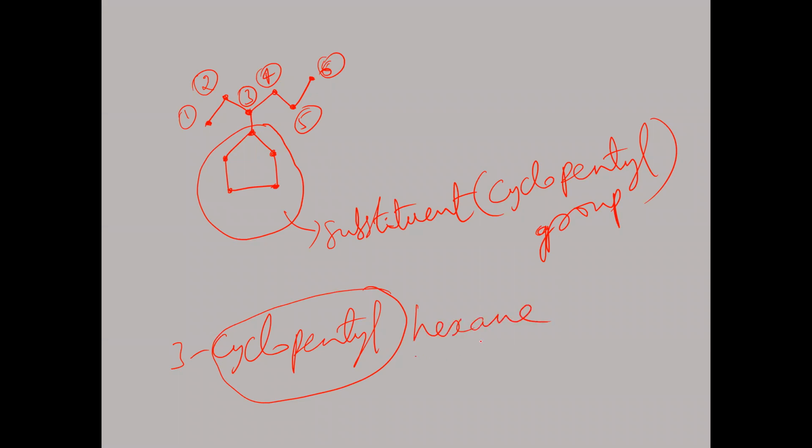Hexane. Here root word is hex or pent? Root word is hex. And ane is what? Suffix. And here cyclopentyl is one of the prefix. And 3 is what? Number prefix. So like this we have to say the name: 3-cyclopentyl hexane. Okay. Now in this case, if the ring has more carbon atoms, the ring only will be taken as parent. Right?